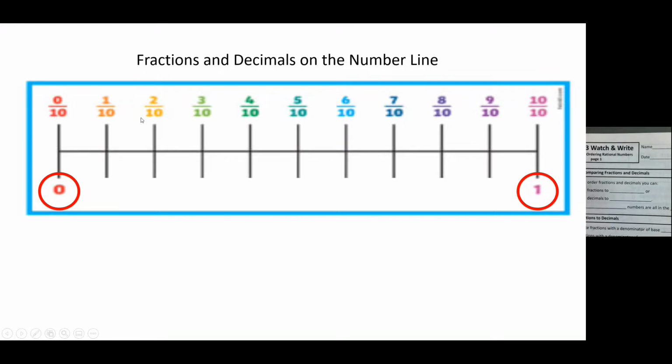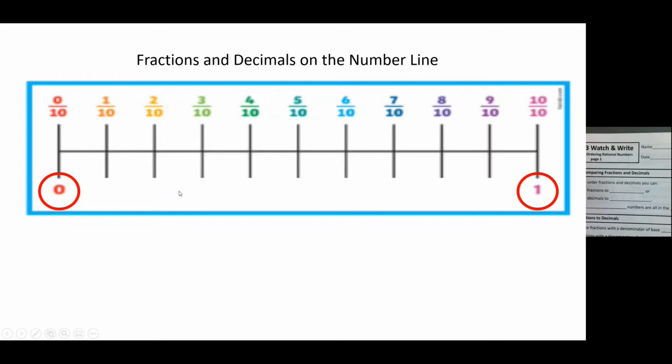So the denominator, or the bottom number of a fraction, tells you how many pieces your candy bar or whatever it was was cut into. And then the top number tells you how many of those pieces you have.